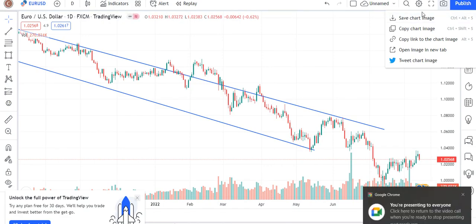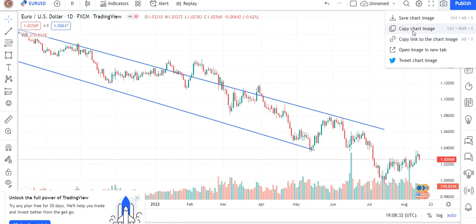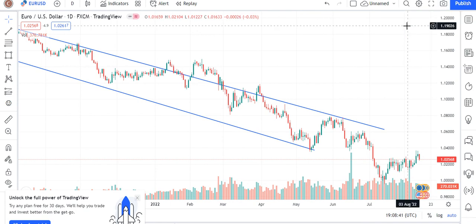Number one, save chat image. Number two, copy chat image. Number three, copy link. So what you can just do is go to copy chat image, for example, or you can save the chat image. But I feel like that one is a long process. Copy chat image.